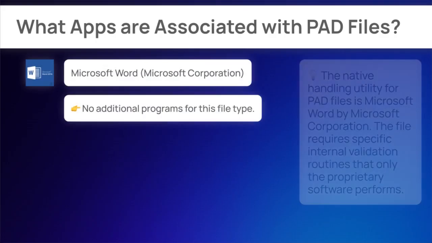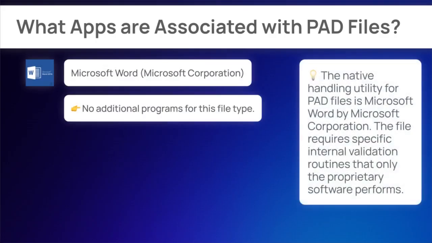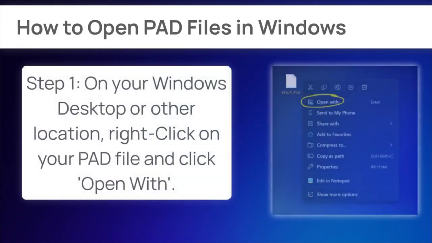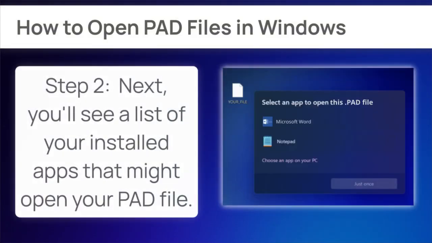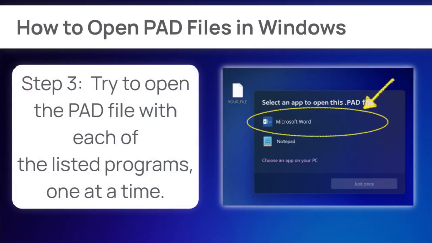This file type demands a dedicated niche application for proper interpretation and manipulation. Windows may display the document, but complete editing features require a compatible application. To solve the application association issue, right-click your PID file and choose Open With. Check for Microsoft Word and test it first. If it's unavailable, choose a different app. The right program is out there.